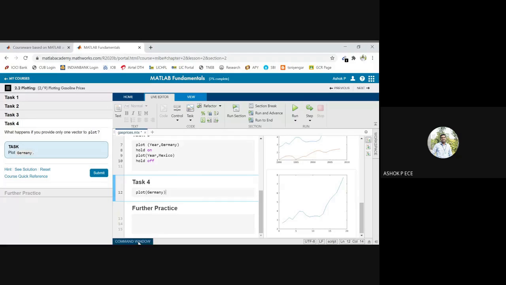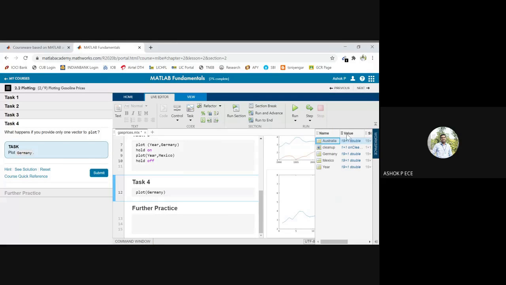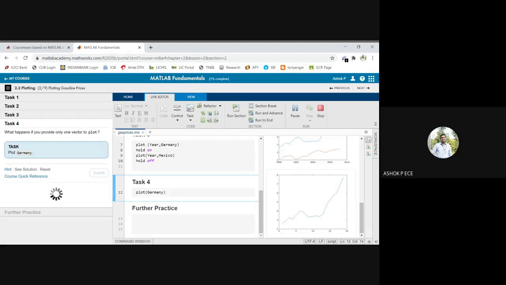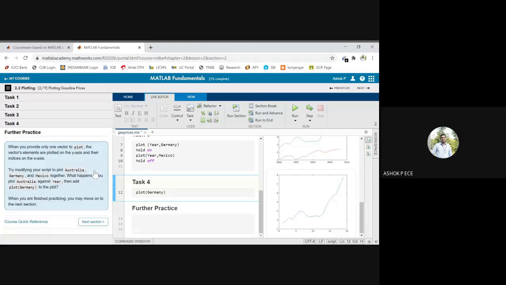If you want to see the content of the workspace, you can write the command whos. If you see whos, you can see what the contents are. Germany has 19 elements and year has 19 elements. So if you don't use plot year, then by default, the x-axis will be taken from 1 to 19. So the meaning of the graph itself is lost, right? Because we are plotting it between year and the country. When you don't mention the year, the meaning is going to be completely lost. So that is how we have understood plots.